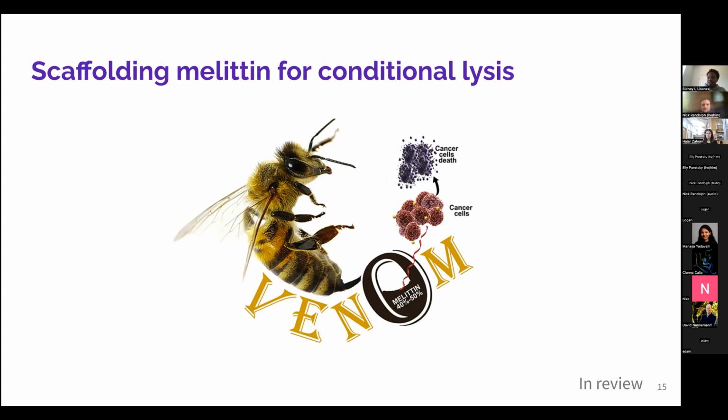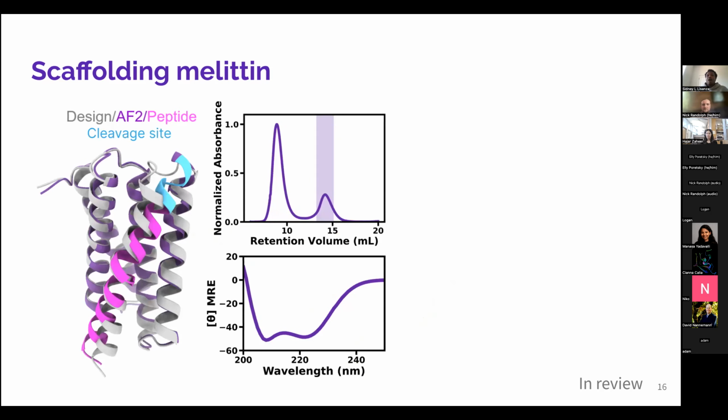So how did we do this exactly? What we did is we took melittin, scaffolded it into a protein via our model, and then we introduced a furin cleavage site. Now, furin is interesting because furin is a protease that is upregulated within cancer cells. And so we put that at the end, connecting the melittin to the scaffold, the idea being that we should be able to cleave this and have conditional cell lysis.